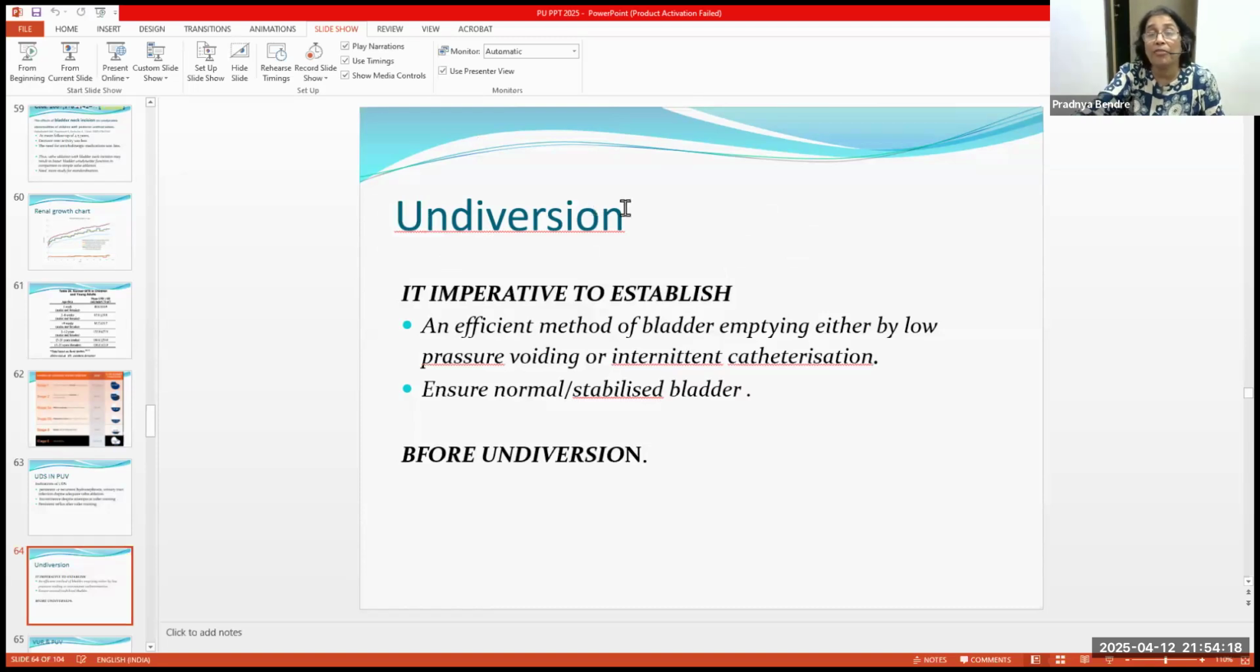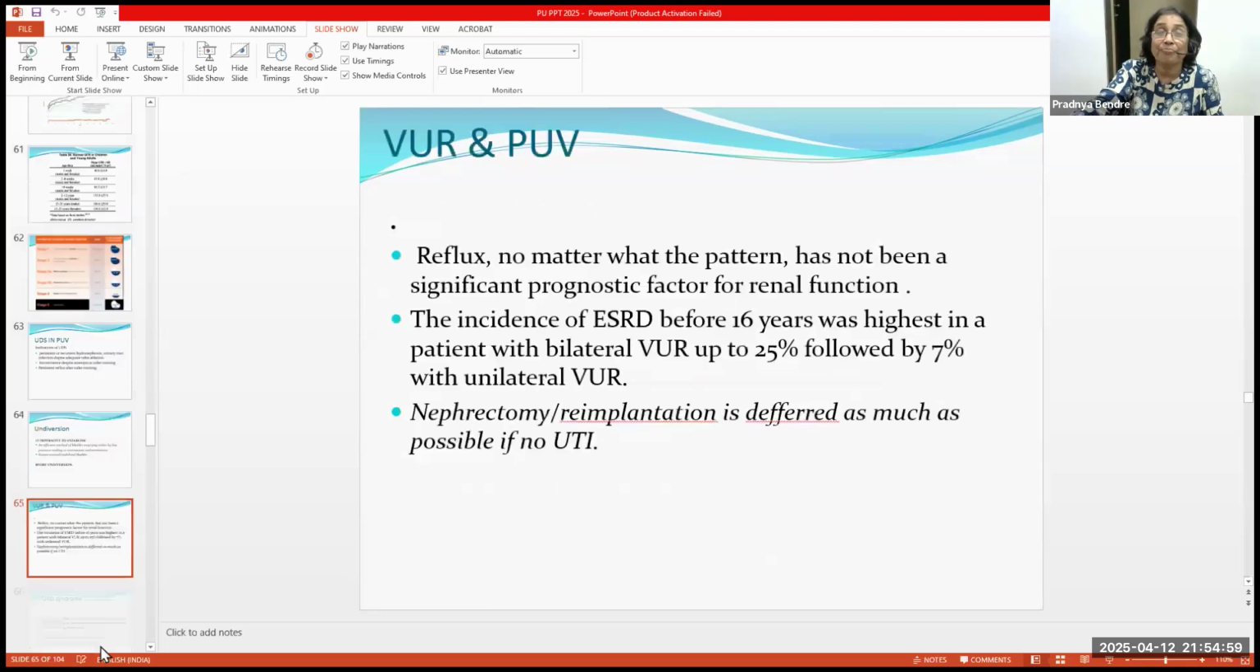And when we are doing undiversion, it is very important that there is a very efficient method of bladder emptying. Either it is low pressure voiding by spontaneous voiding. If lower tracts are clear, urethra is clear, bladder is good, it will be low pressure voiding. If that is not achievable, then you can start them on intermittent catheterization. But bladder dynamics, bladder pressure has to be kept optimal, and the bladder should be stabilized before undiversion. Otherwise, the changes of obstructive uropathy in the kidney are going to get aggravated.